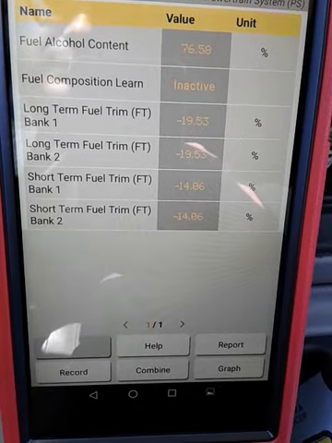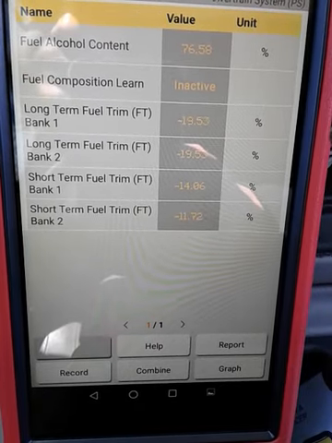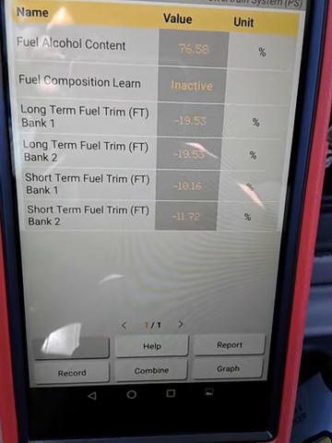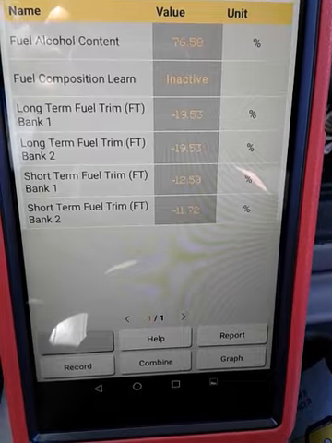So the solution, like Keith DeFazio says in his video, is pretty much to perform a fuel alcohol content reset. So I'm going to go ahead and do that for you guys.